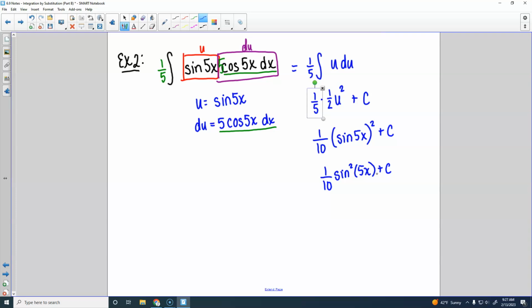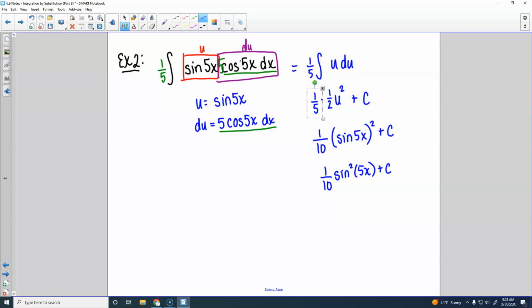Question for you. Did I have to do it that way? Could I have done it a different way? I could. So if I wanted to, now I think it's a little bit easier to do it this way because you don't have any negatives that you have to deal with. But I could have used cosine of 5x as my u.